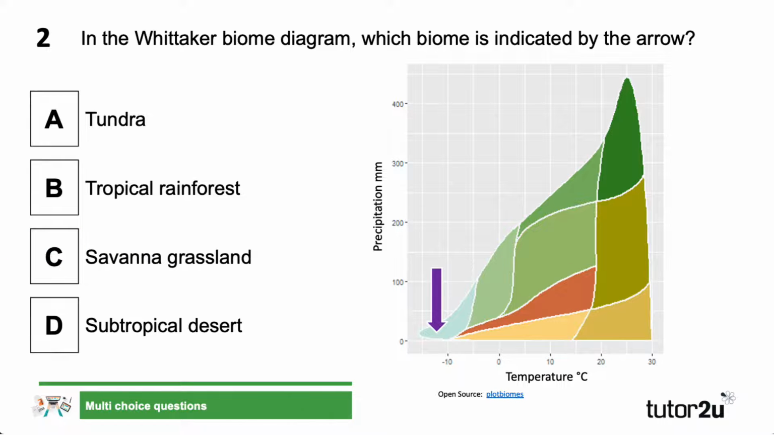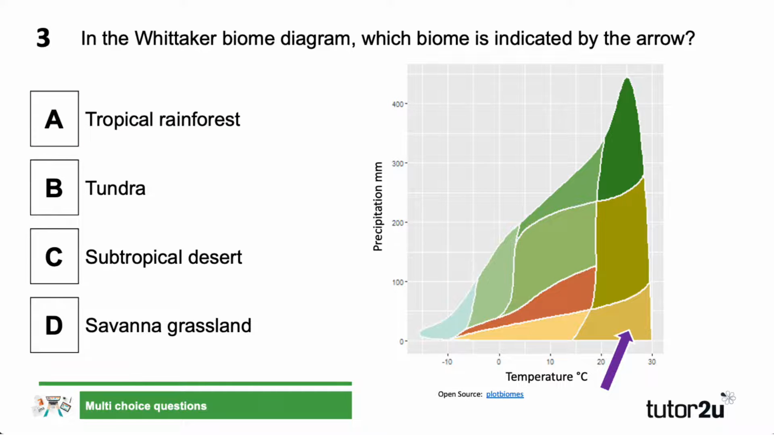In this case, we've moved the arrow to a different part of the Whittaker biome diagram. So which biome is indicated by the arrow? You have 4 choices, A, B, C, and D. Is it tundra, tropical rainforest, savanna grassland, or subtropical desert? Good answer there. Okay, let's look at the correct answer for that one, which is tundra, but in contrast to the first answer, this is a place that's very dry and very cold.